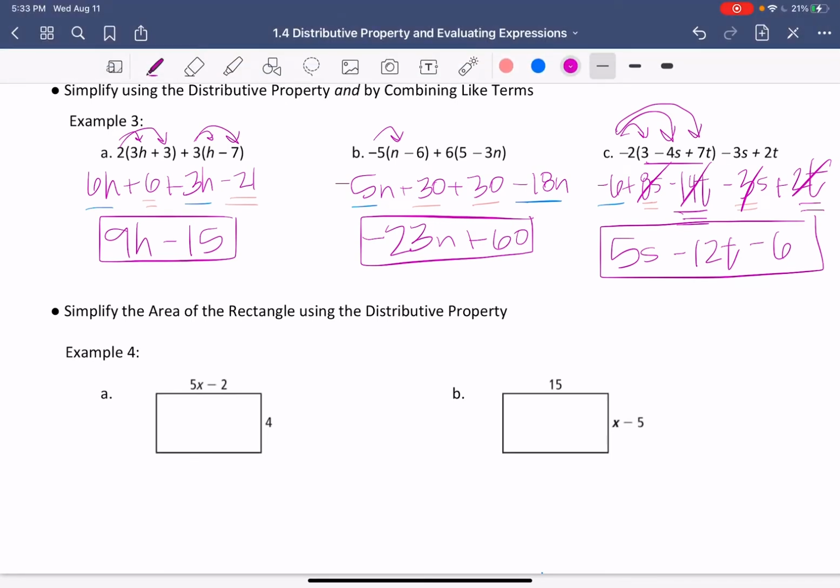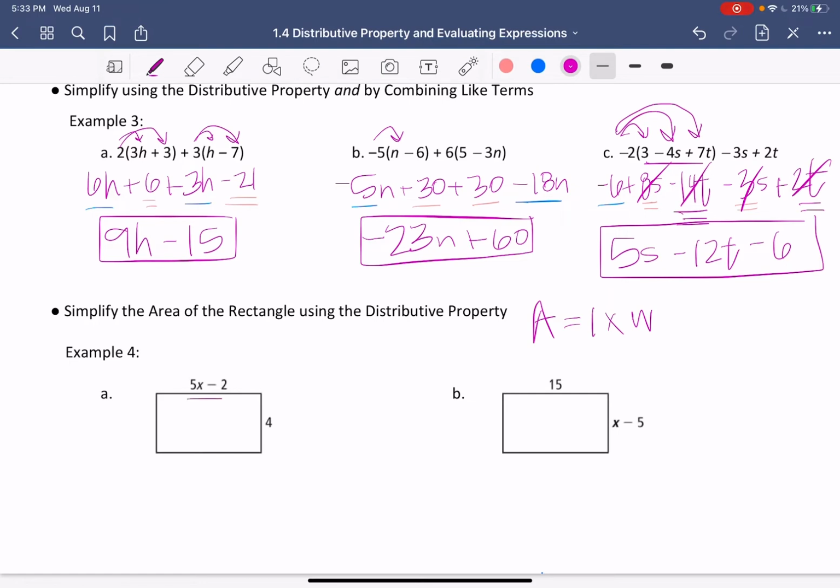All right, then at the very bottom of the page, we've got simplify the area of a rectangle using the distributive property. So if you're not sure and you don't remember what the formula is for the area, our area is going to be length times width. Get very comfortable with that formula. We'll use it a lot from here on out.